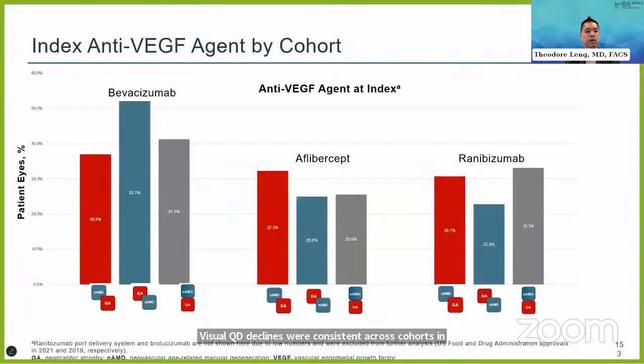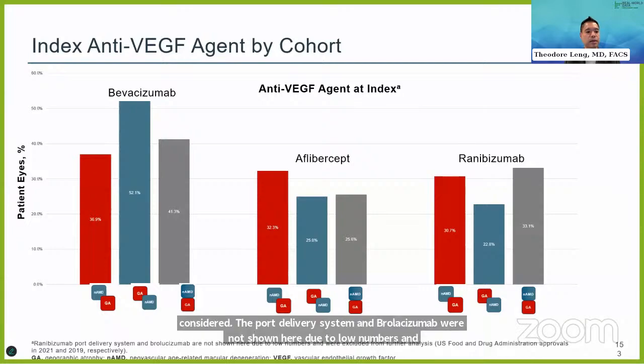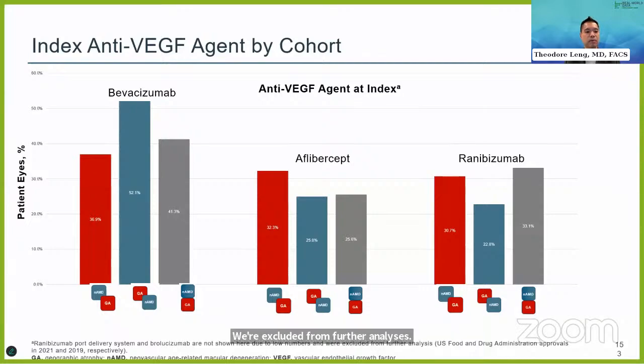All agents on the market during the study period were considered. The port delivery system and brolucizumab were not shown here due to low numbers and were excluded from further analyses. Basically, we found that half of eyes were on bevacizumab and the others were split 50-50 between aflibercept and ranibizumab.